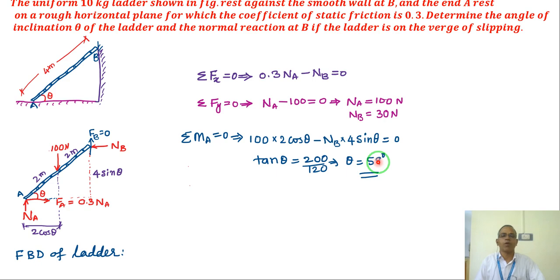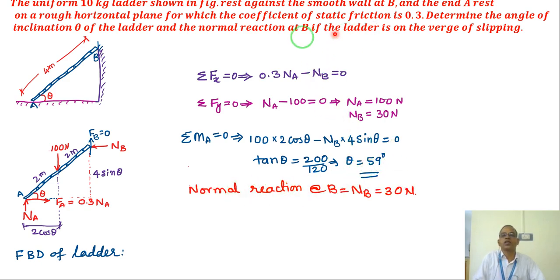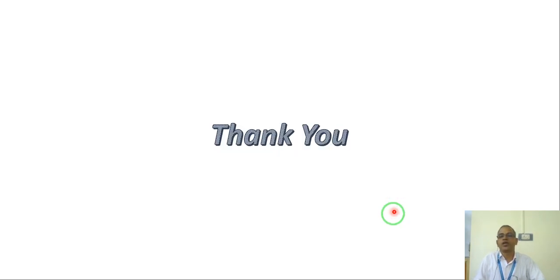Over. Problem is very, very simple. Okay. So then he is asking the normal reaction. Normal reaction means Na and Nb. We found out Na is 100, Nb is 30. So he is asking the normal reaction at B, that means Nb. We already got it. Very simple.